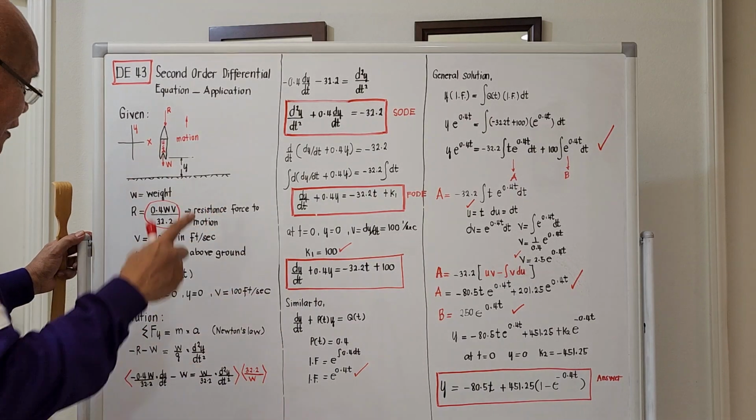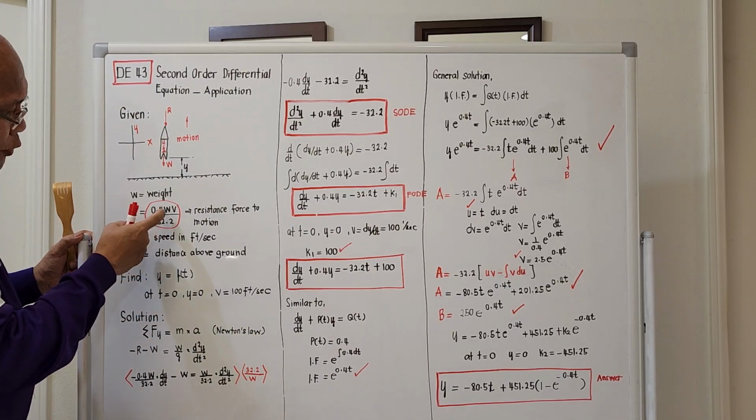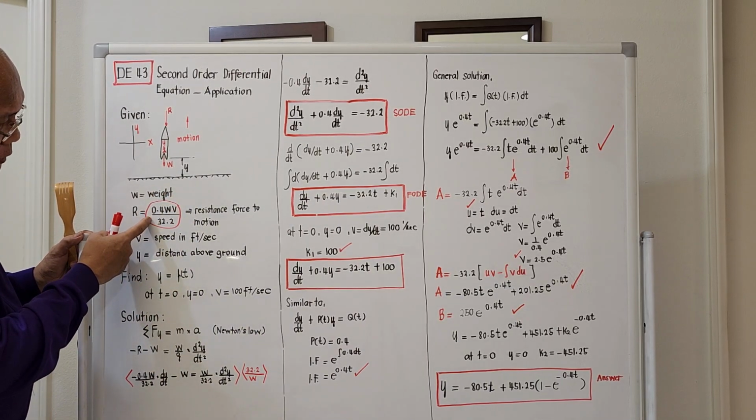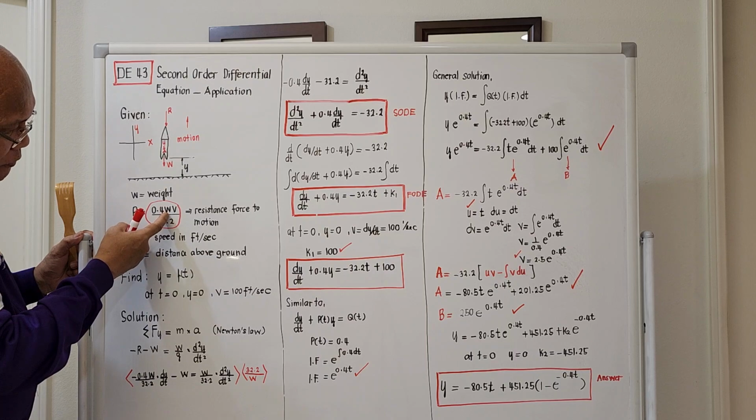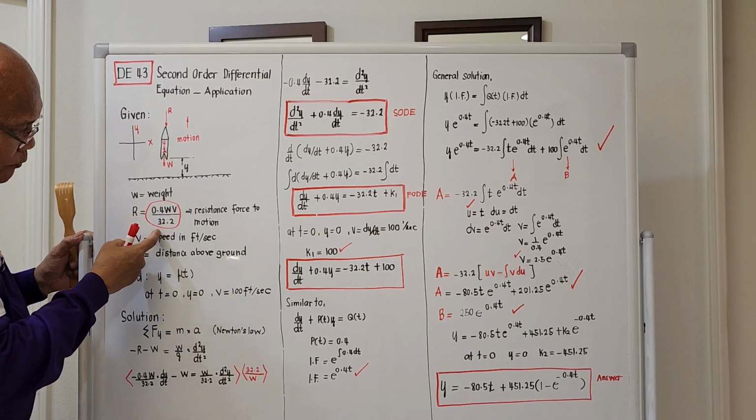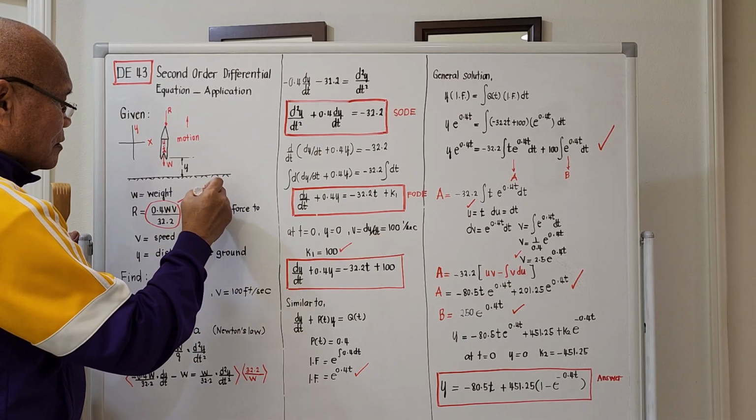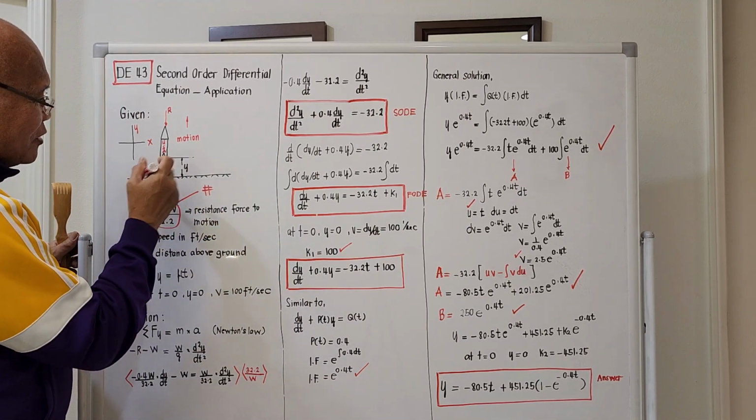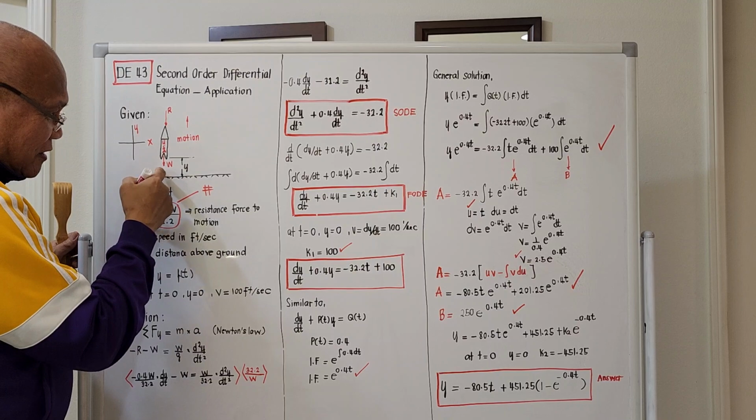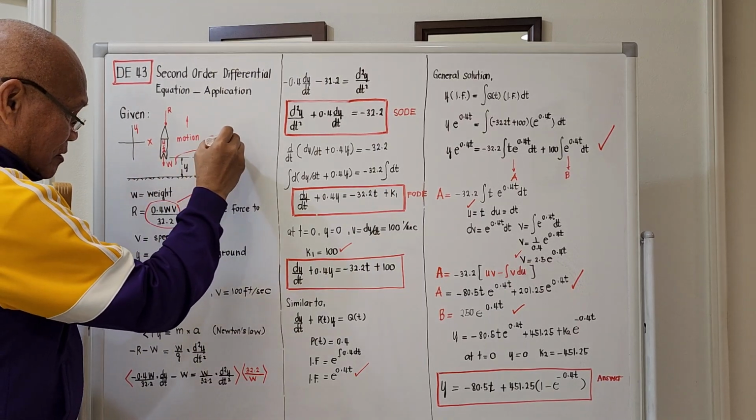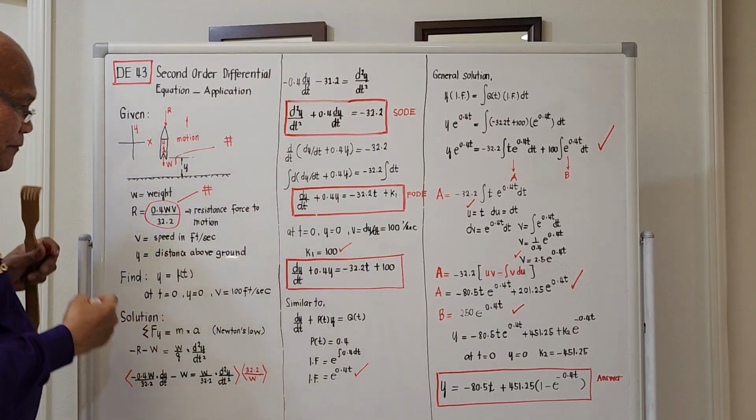It was given that the resistance to motion in terms of weight and velocity is 0.4, the product of W, the weight, and velocity over 32.2. Maybe this is in pounds, because the weight of the rocket is also in pounds.